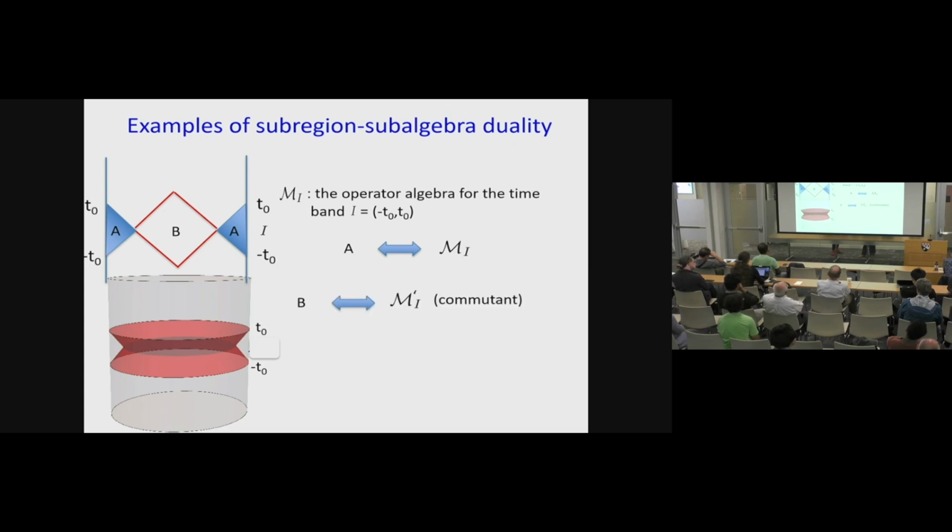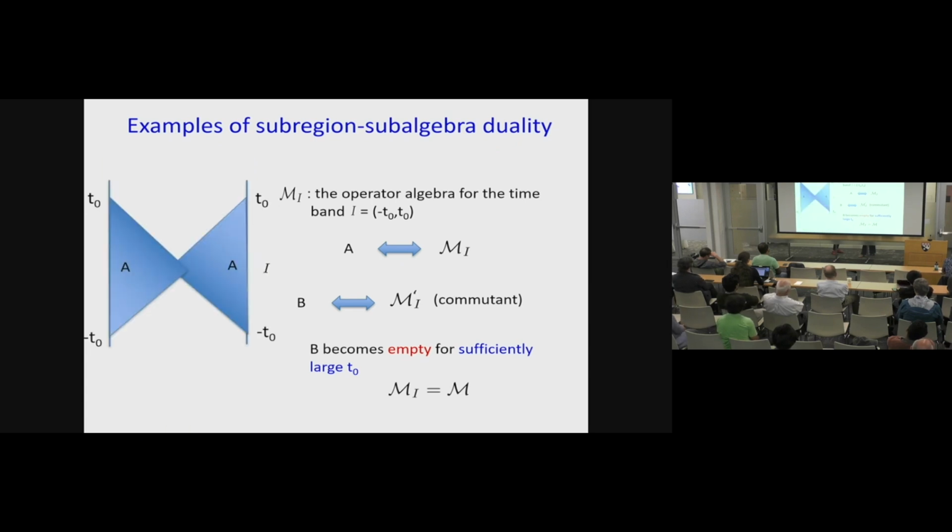And then that means that B is dual to the commutant of this Mi, the so-called Mi prime. The commutant is defined to be all the operators that do commute with this Mi in your CFT. Okay. Now the interesting thing is that if you take this time band to be larger and larger, eventually this A will cover the full Cauchy slice in the bulk, and then B will become empty for sufficiently large T0. Okay, so then this Mi time band will equal the full algebra. That happens when T0 is sufficiently large, and then you will cover the full Cauchy slice, and B will become empty. Okay.